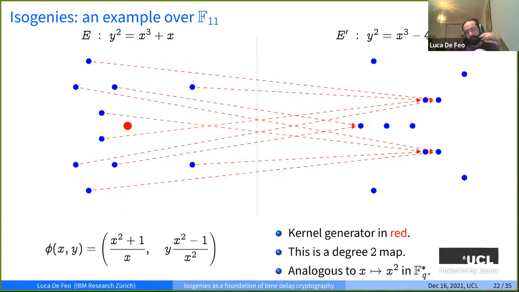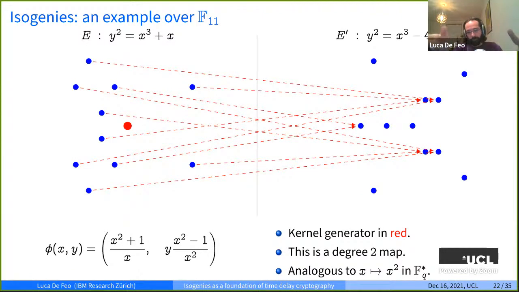So you see definitely that it's a 2-to-1 map. Points that have preimages have exactly two preimages. There is a lot of symmetry. You can see there is an axial symmetry, like a vertical symmetry. And this is because this is a group morphism.